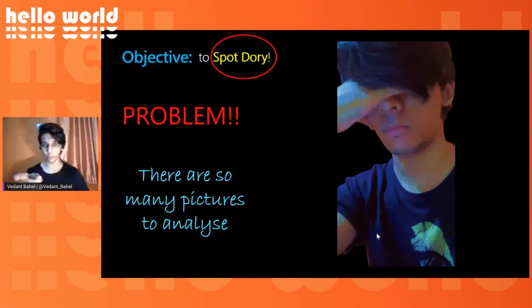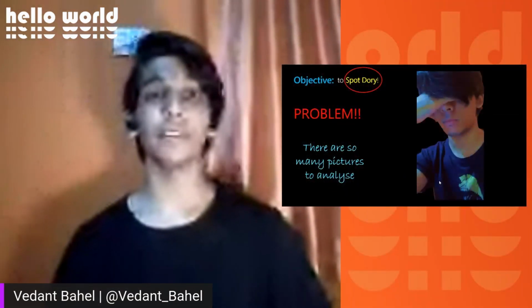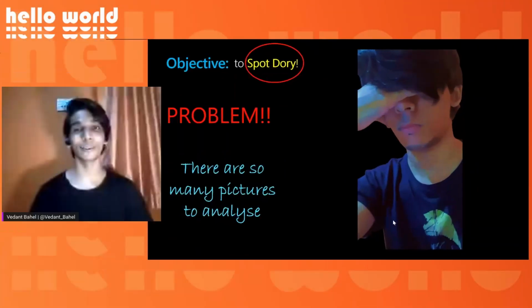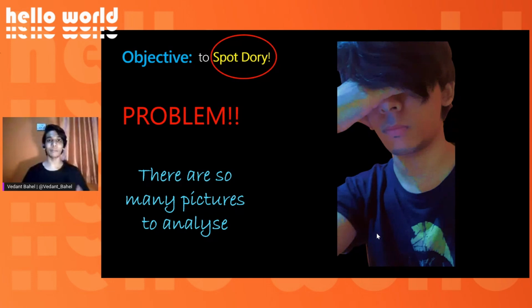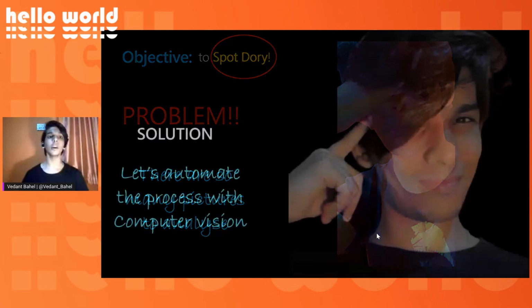So my objective is to spot Dory, but there's a problem, a big problem. And that's why I'm worried in that picture over there. The problem is that I have a full-time job. I cannot really go through each image every minute and spot for Dory. Although I care a lot about her, well, that's not possible. There are so many pictures to analyze. What to do?